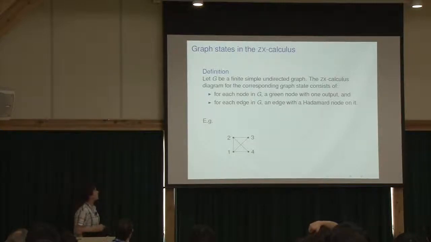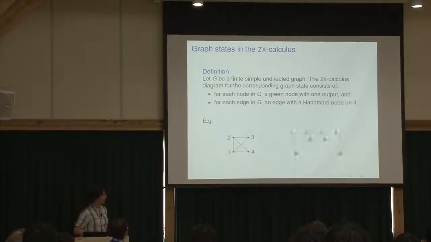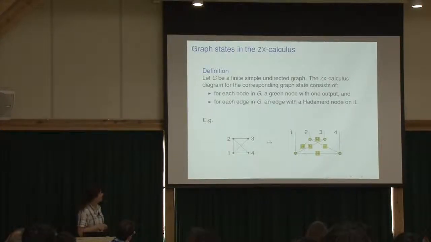The proof is mostly about graph states, which are defined as follows. If we have a finite simple undirected graph, we can associate a quantum state with that, and the ZX calculus for this quantum state is particularly nice. For each node in the original graph, for example this one here, we have one green node with an output in our ZX diagram. These are basically the qubits. And for each edge in the original graph, we have an edge with a Hadamard on it in our ZX calculus diagram. This corresponds exactly to the way that graph states are normally defined in stabilizer quantum mechanics.